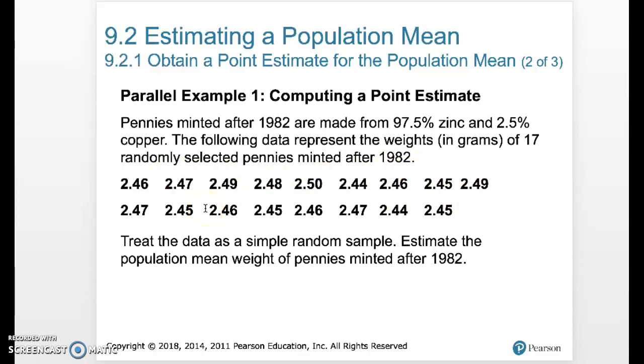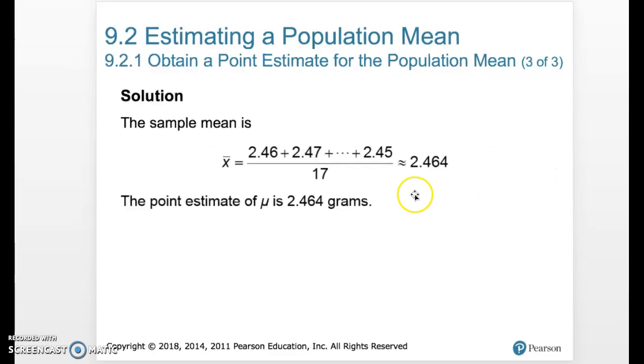So if we wanted to estimate the population mean, the best we can really do is take a look at the average of the data that we were given. In other words, if I just average these 17 values, I'm going to get a number that's a pretty good estimate based on what I know. So if I average those together, I get 2.464. So I could use that as the point estimate for my mu, my population mean.